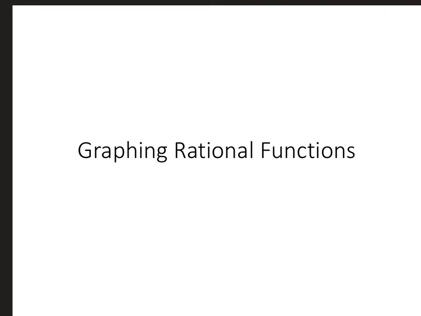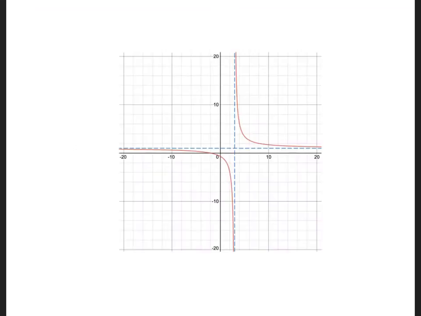So I want to show you some rational functions so you have an idea of what I'm even talking about. Here's an example of a rational function. I haven't given you the equation or anything, and that's okay. I just want you to see that there's a couple important things going on in this picture.